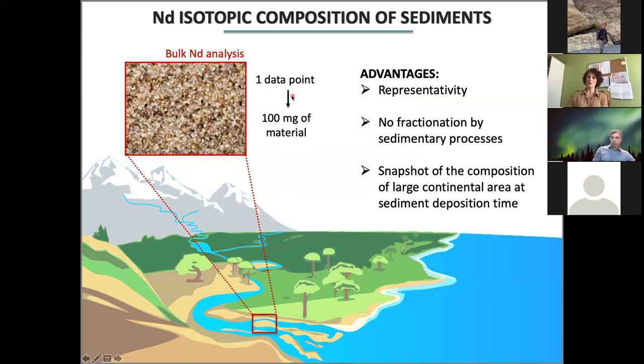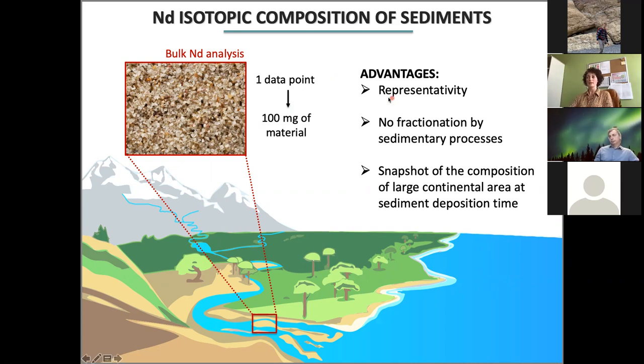So one data point represents about 100 milligrams of material, which is about 10 million times more material than what is analyzed for the zircons. And we can do that because there is no significant fractionation of neodymium isotopes with sedimentary processes. So basically the neodymium isotopic composition of sediments reflects that of its sources. So with one data point, we already have the average isotopic composition of a large continental area.